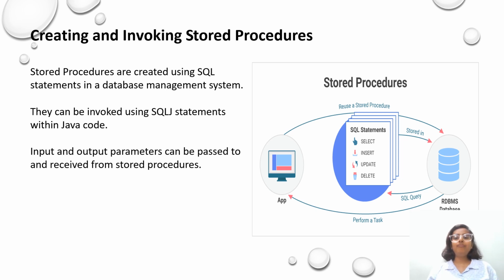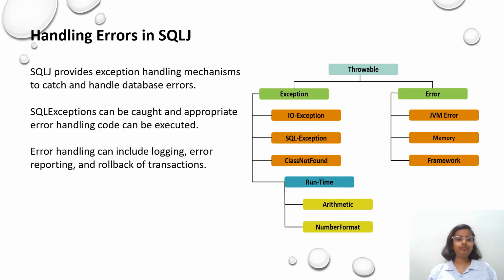From an app, we can reuse the stored procedures from the RDBMS database. The RDBMS may perform a task for the app. SQL statements are select, insert, update, delete. These statements may be stored in the RDBMS and are called SQL queries.